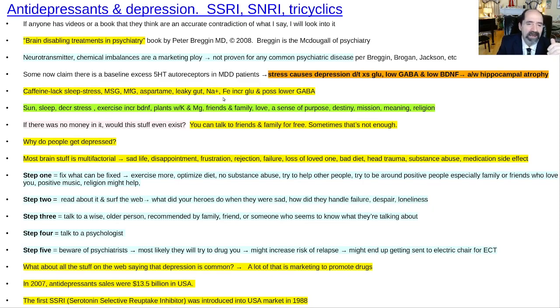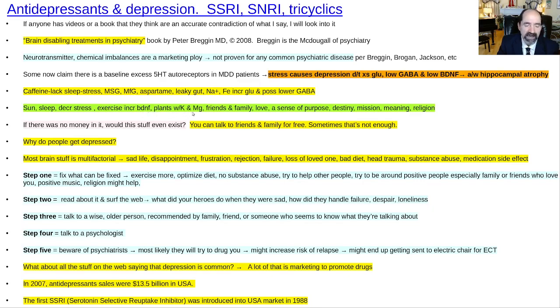So the only reason I mention this is, when you optimize your nutrition, you're doing a ton of stuff to prevent excess glutamate, to basically do tons of beneficial stuff for yourself with no side effects. And that may also lower GABA. Get some sunshine, get your sleep, decrease your stress to the extent you can, get your exercise, increase BDNF.